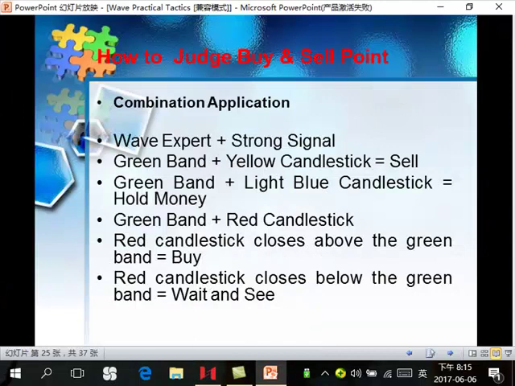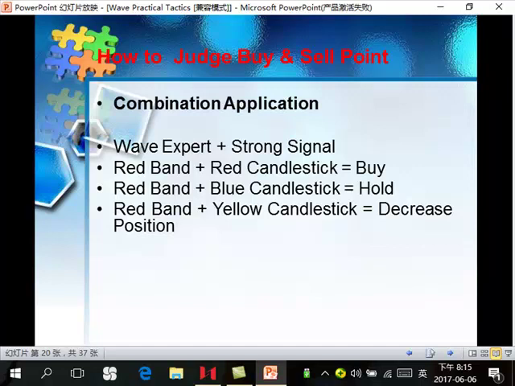You just follow it. I repeat it again. Big expert and strong signal. Red band and red candlestick, buy point. Red band, blue candlestick, hold. Dark blue candlestick, hold your stocks. Red band and yellow candlestick, decrease your position. Okay? So this is the decrease your position. The next one.